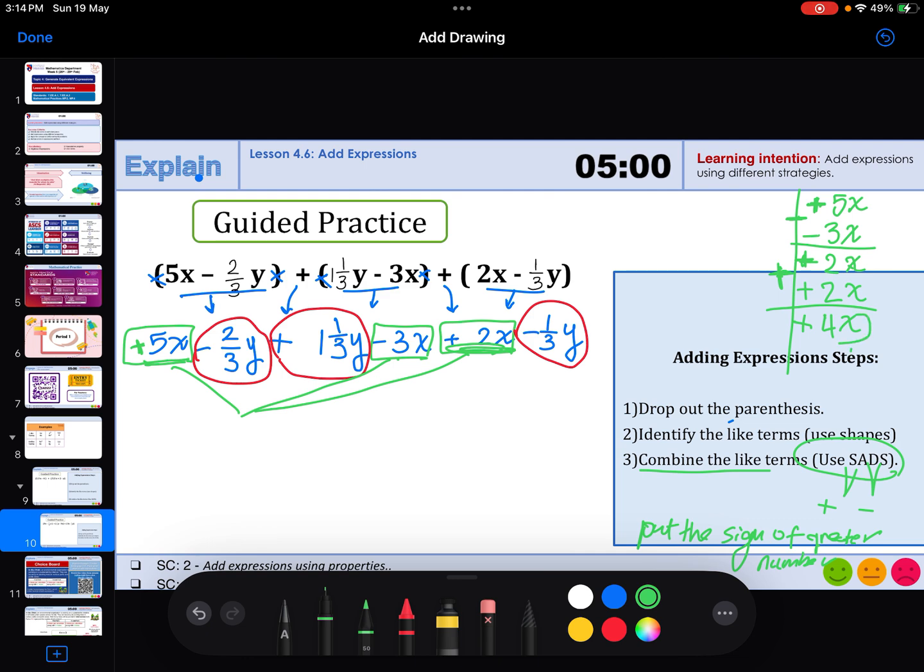So my final answer is what? After adding all three terms, 1, 2, 3, it's basically positive 4x.